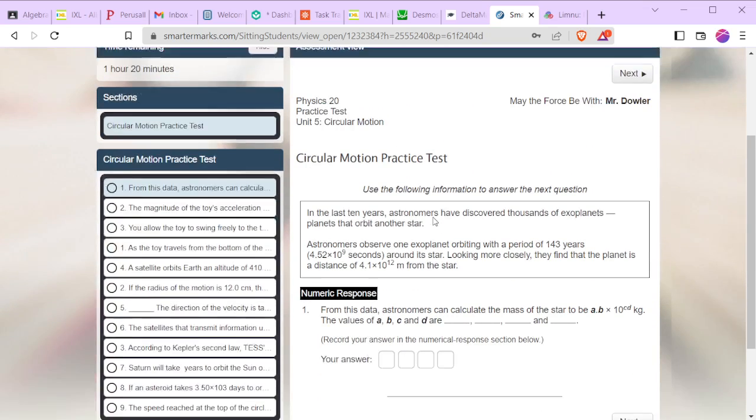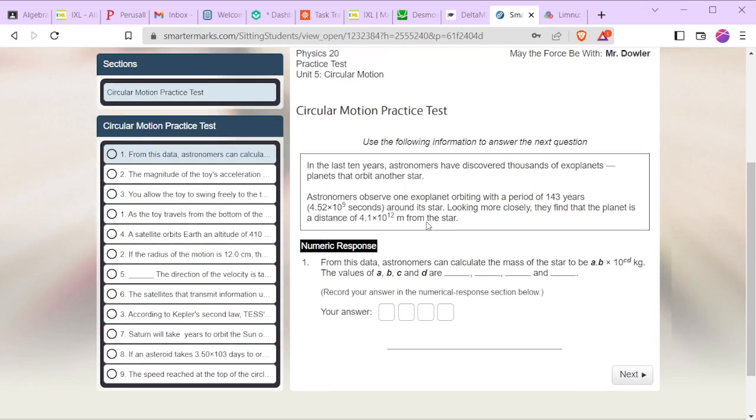So, here we go. In the last 10 years, astronomers have discovered thousands of exoplanets, which are planets that orbit another star. Astronomers observe one exoplanet orbiting with a period of 143 years around its star. And looking more closely, they find that the planet is a distance of 4.1 times 10 to the 12 meters from the star. So here we're going to calculate the mass of the star.